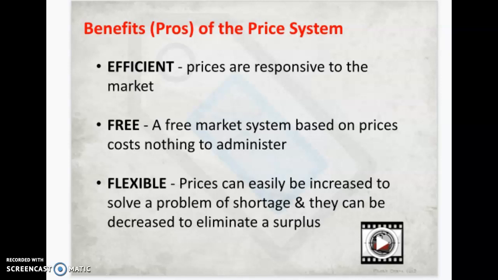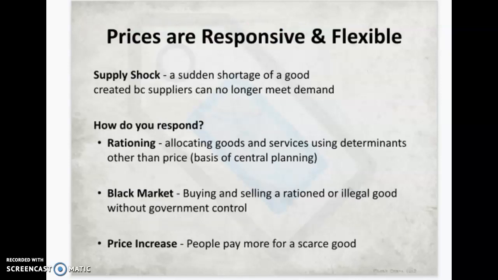The suppliers just simply change their price. It's flexible. Prices can be easily increased to solve a problem of shortage, and they can be decreased to eliminate a surplus. So you're not stuck with one price. So efficient, free, and flexible are three benefits of a price system. Your notes also has cons, but we're not going to actually get into those cons and talk about them. Here's some other things to just know about prices being responsive and flexible.